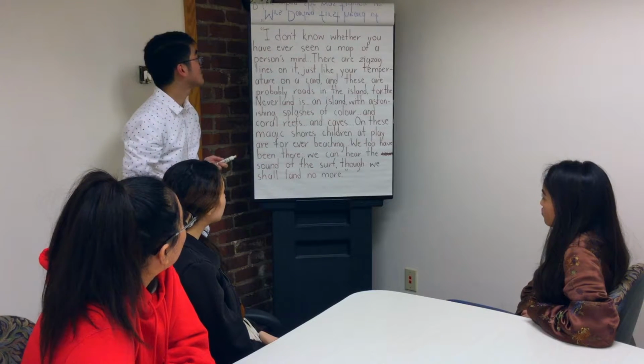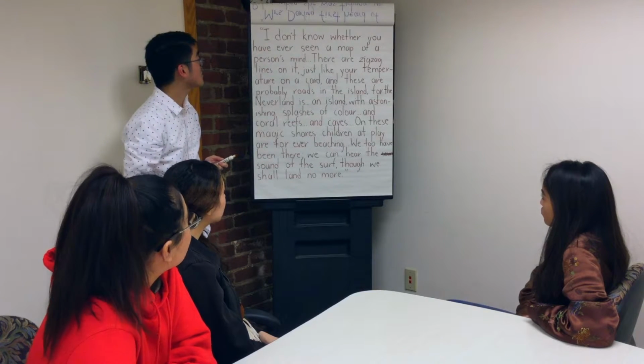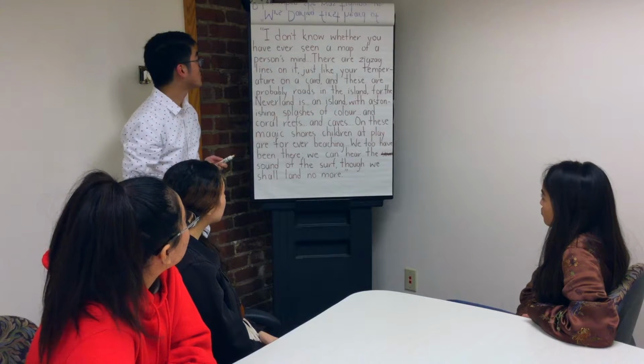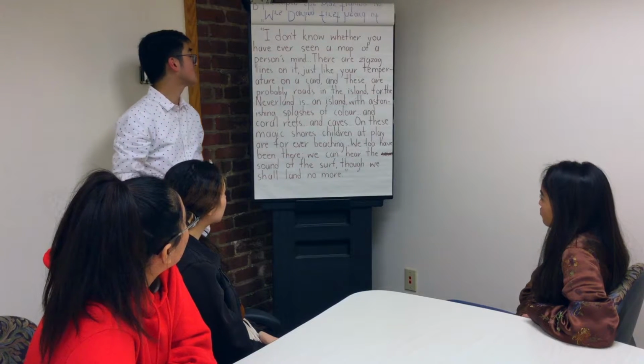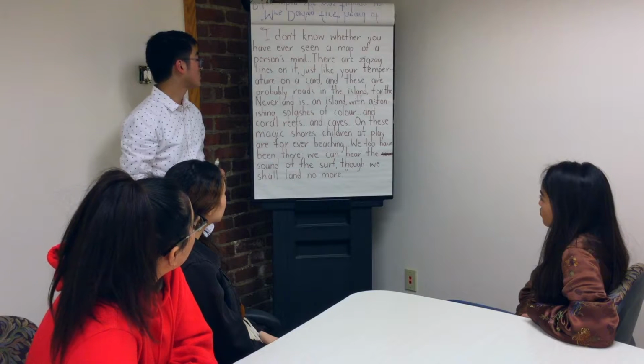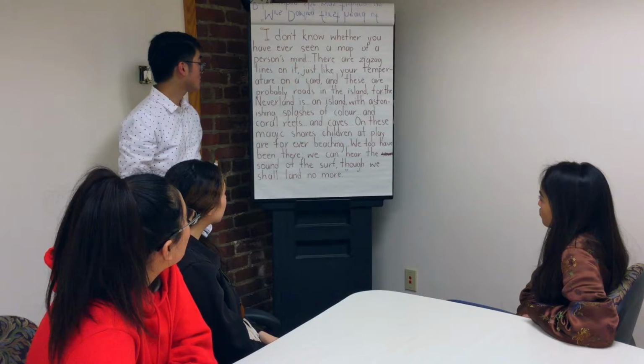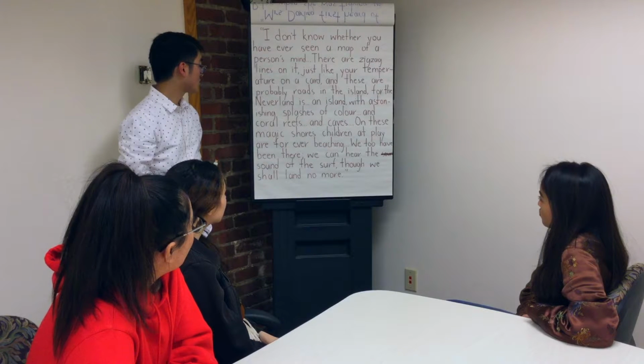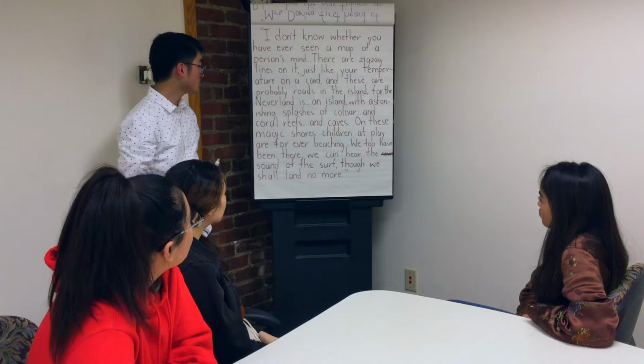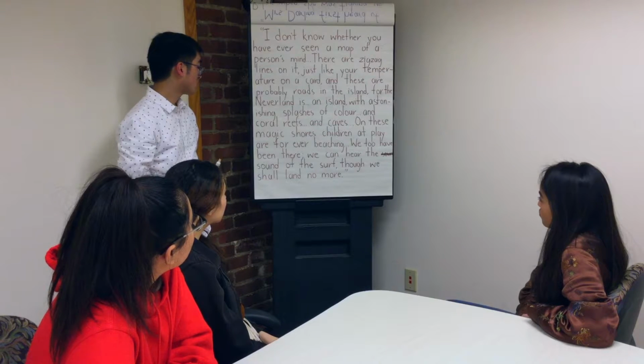I don't know whether you've ever seen a map of a person's mind. There are zigzag lines on it, just like your temperature on a card. And these are probably roads in the island. For the Neverland is an island with astonishing splashes of color and coral reefs and caves. On these magic shores, children of play are forever beaching. We too have been there. We can hear the sound of the surf, though we shall land no more.